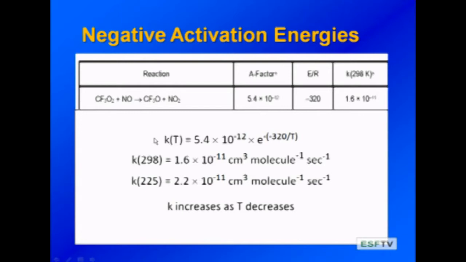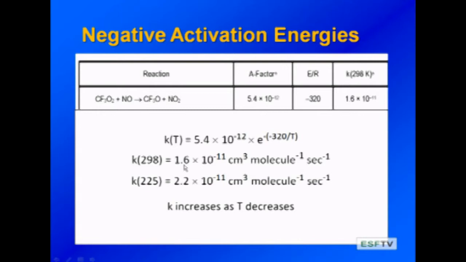Here, in this case, the activation energy over R is negative. So you have negative, negative, which means you have positive. So the exponential term is actually positive. And at 298K, we get a rate constant of 1.6 times 10 to the minus 11, just as in the 4th column of this table.